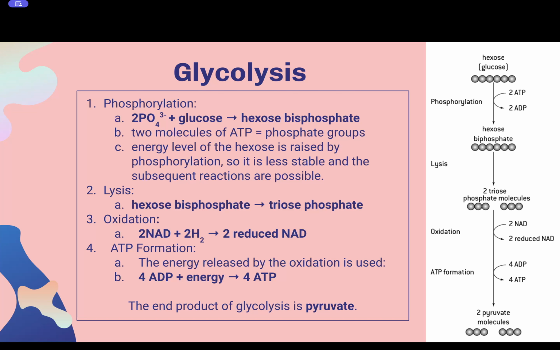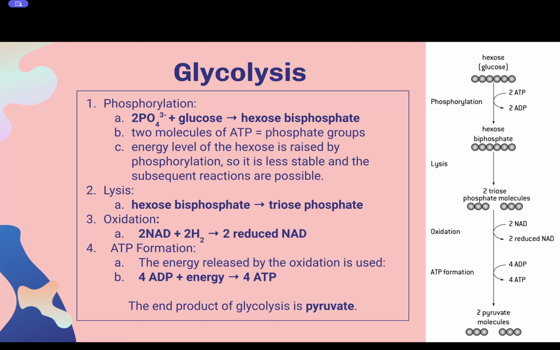In lysis, however you want to say it, lysis basically means splitting. This is where hexose biphosphate, which is a 6-carbon molecule, converts into 2 triose phosphate, which means 3-carbon molecules. This splitting is called lysis. After there are 2 triose phosphate molecules, it goes through both oxidation and ATP formation to lead to 2 pyruvate molecules.